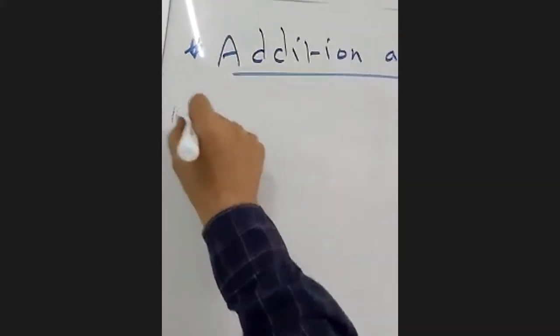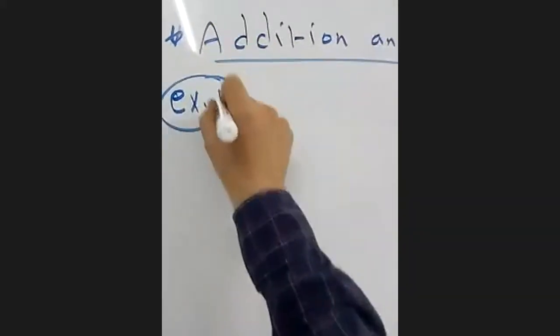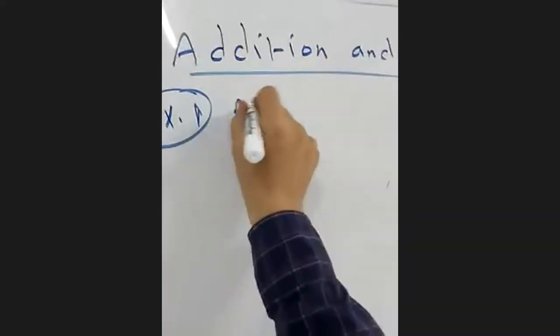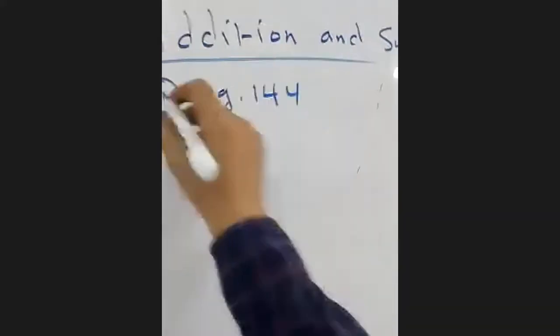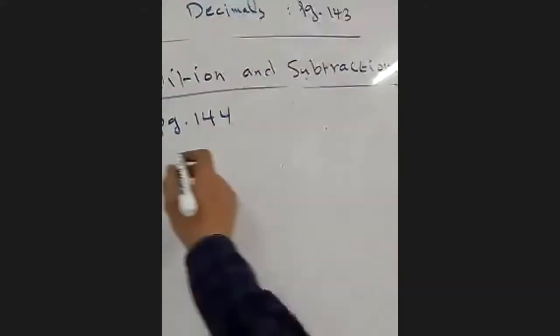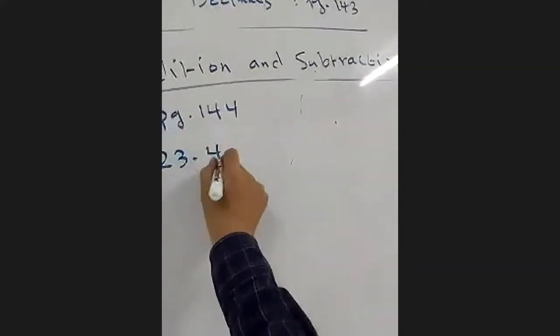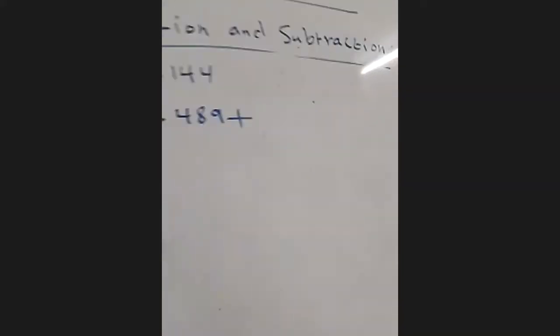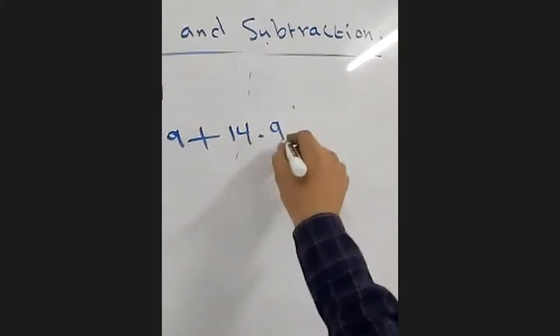Let's start with example 1, page 144. Let me check the page for you. 144, excellent. We have example 1. Let's add some decimals here. The first is to find 23.489 plus 14.93.